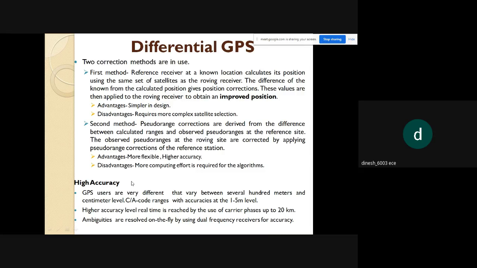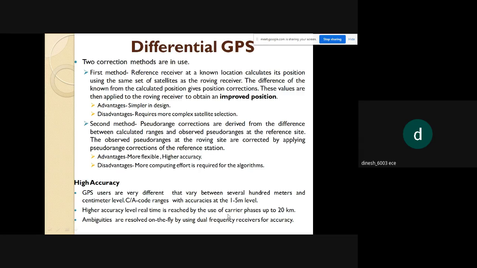So next is high accuracy. How do we achieve this high accuracy? In terms of some examples, GPS users are very different, varying between a few hundred meters and centimeter levels. The C/A code, or coarse acquisition code, with accuracies at the 1 to 5 meter level is acceptable, and accuracy in real time up to 20 kilometers is acceptable, and ambiguities on the fly using dual frequency receivers for higher accuracy is acceptable. So we can have many accuracies in these ranges.